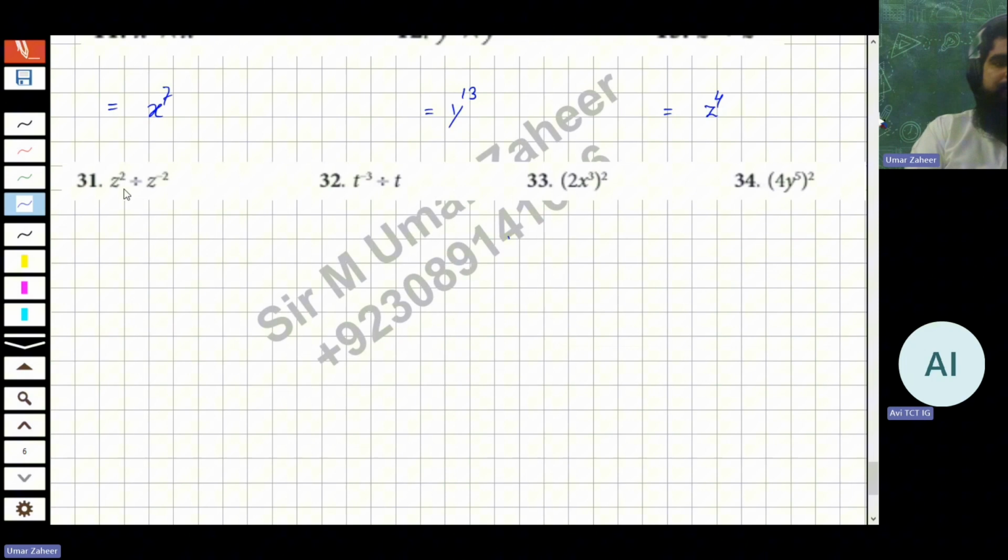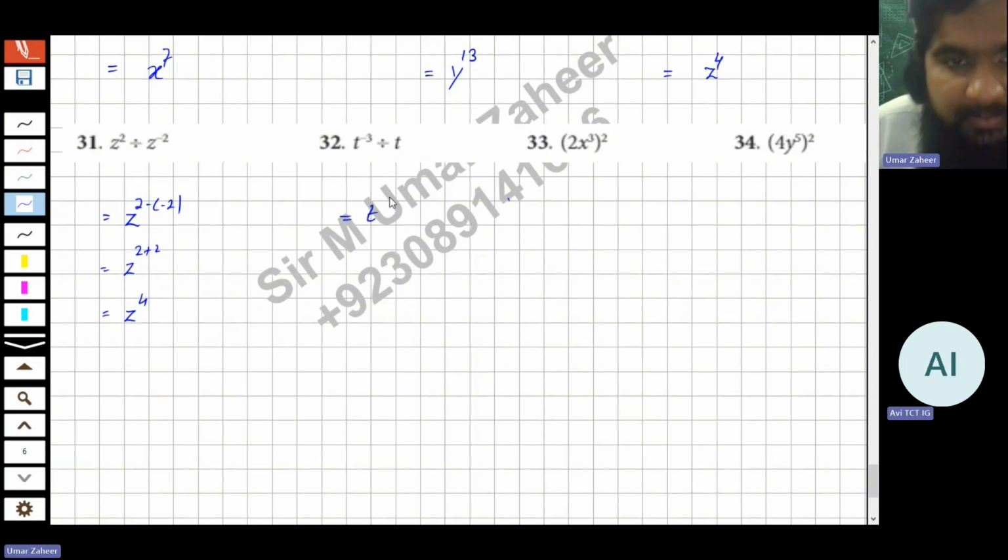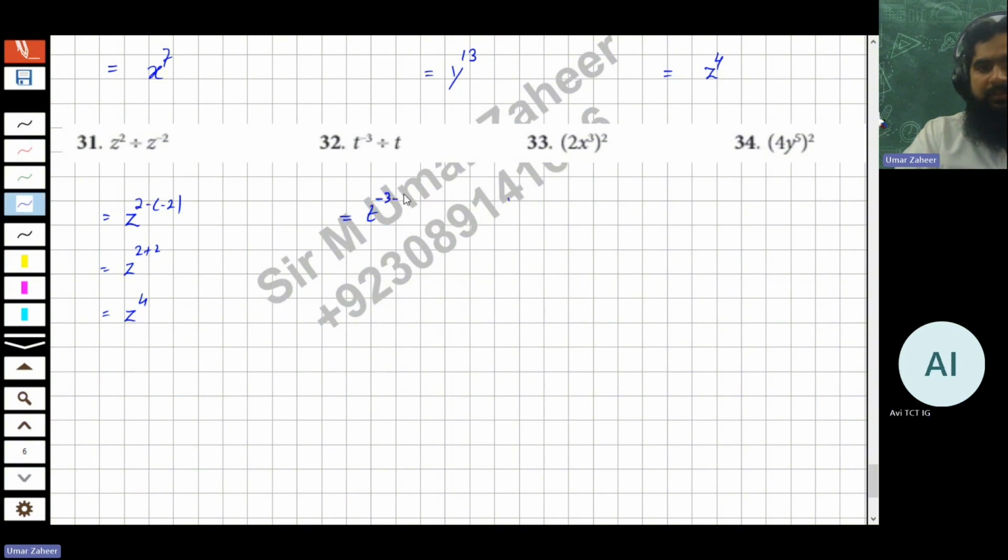All right, now tell me the answers here. What will be the answer? Z to the power 4. That will be 2 plus 2, that will be 4. Here, into 3 raised to power minus 3, minus 4. Minus 3, minus 3 into minus 1, that will be minus 4.